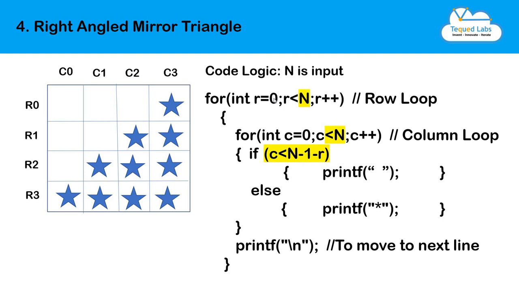Again, R will get incremented and C starts from 0 and it goes all the way up to n. It's actually less than n. Again, we start checking the condition. Is C less than n minus 1 minus r? If so, print a space. If not, print a star. So this is the code logic.